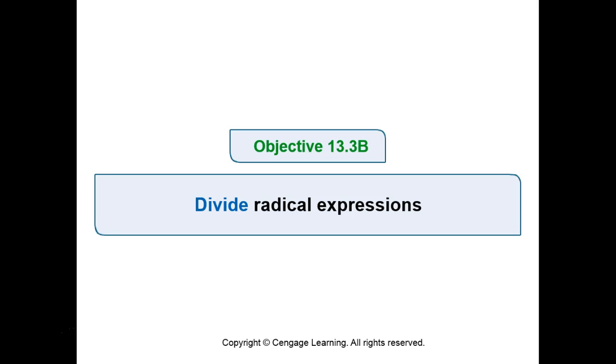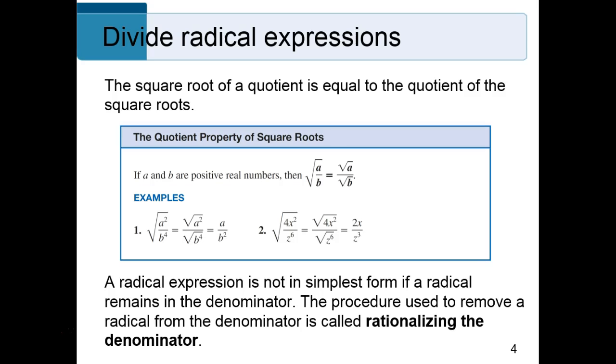Okay. So now we're going to try to divide radical expressions. Okay. Now, the square root of a quotient is equal to the quotient of the square roots. Just like the square root of a product is equal to the product of the square roots. Same deal holds for quotients. Remember, multiplication and division are really similar. Multiplication is multiplying two entities together. Division is multiplying one entity by the reciprocal of the other entity.